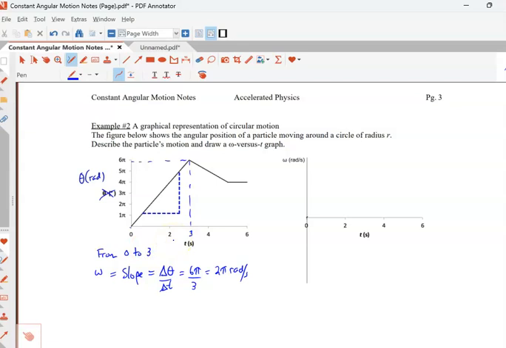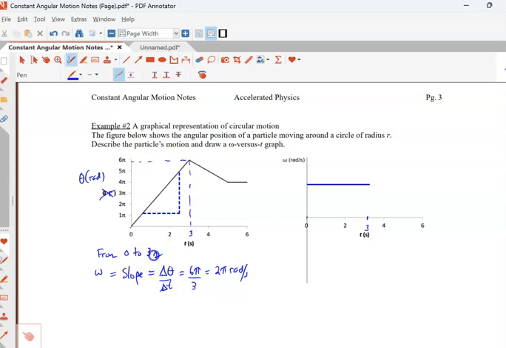So how does that show up on this graph? Well, assuming this is like 3 in here, then we're going to have a nice horizontal line, maybe about here. And it's good because it's going at constant angular velocity.